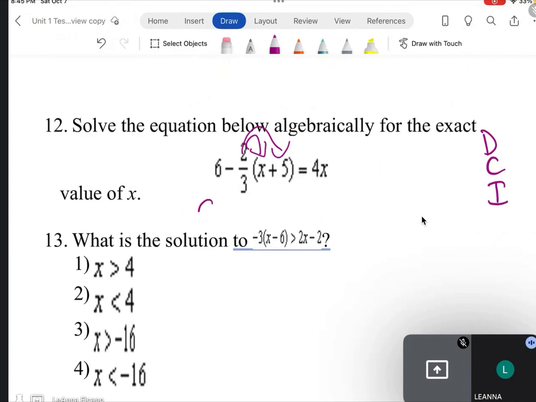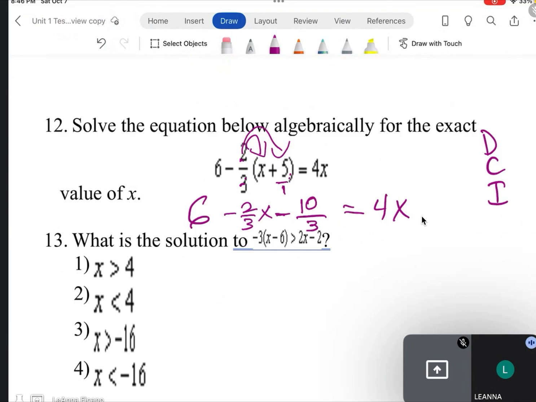Okay, I keep my 6, and this becomes, well, even before I keep my 6, I want to show the distribution. So we have negative 2/3 x, right? And then when we are multiplying a fraction, remember there's an invisible 1 underneath that 5. So we have 2 times 5 is 10, and this is a negative times a positive. So make sure our signs are correct. 2 times 5 is 10. 3 times 1 is 3. Okay? So we have 6, right? And this is 4x.